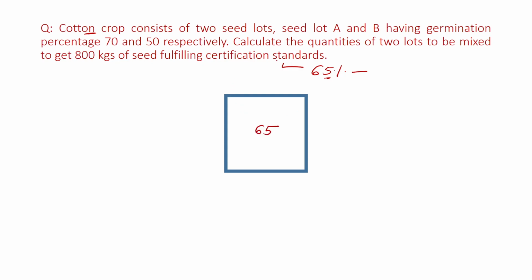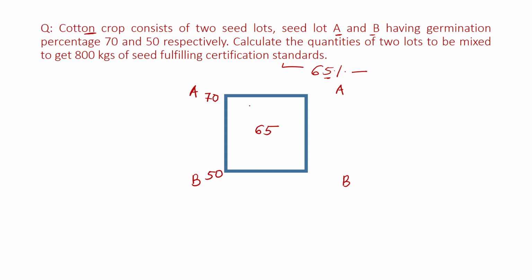Now what we have to do is we have two seed lots A and B that we are going to write here. Seed lot A and seed lot B. Similar thing we are going to do on the opposite side. Seed lot A and seed lot B. Germination for seed lot A is 70, that we will write here. And germination for seed lot B is 50, that we'll write here.